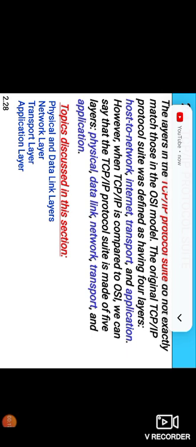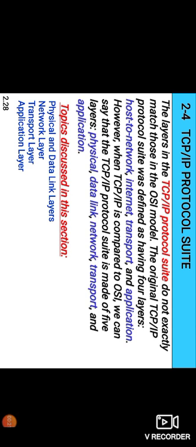In the last class, we discussed the ISO OSI model. Today, we are going to discuss the TCP/IP protocol suite. Actually, the TCP/IP protocol was developed prior to the OSI model. Therefore, the layers in the TCP/IP protocol suite do not exactly match those in the OSI model.